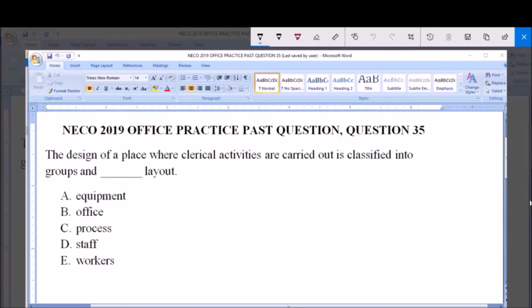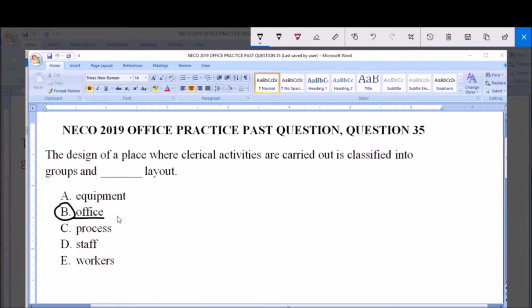I'll be answering NECO 2019 Office Practice Past Question 35. The design of a place where clerical activities are carried out is classified into groups and dash layouts. A. Equipment. B. Office. C. Process. D. Staff. And E. Workers. Now I want you to understand that this space here is actually made for office layout.